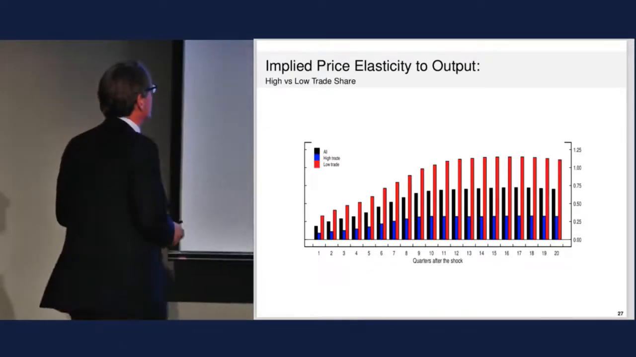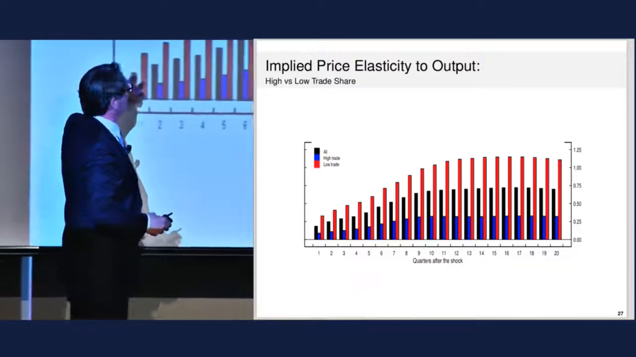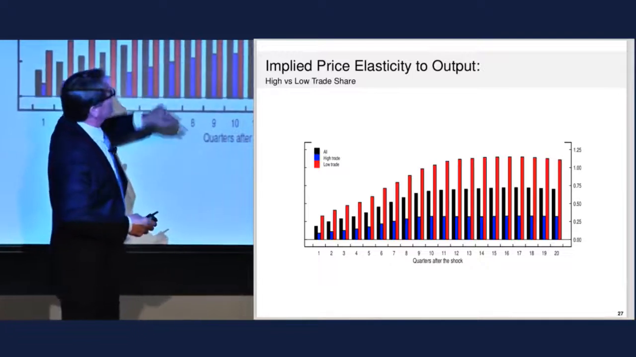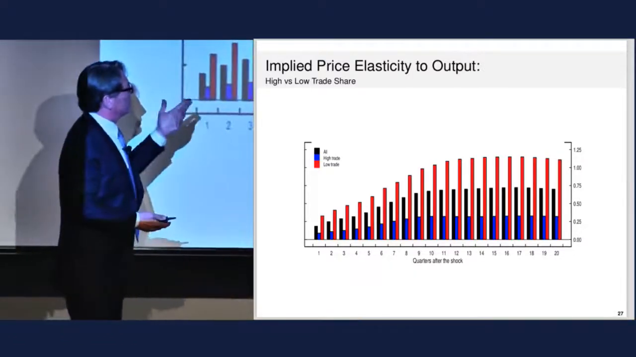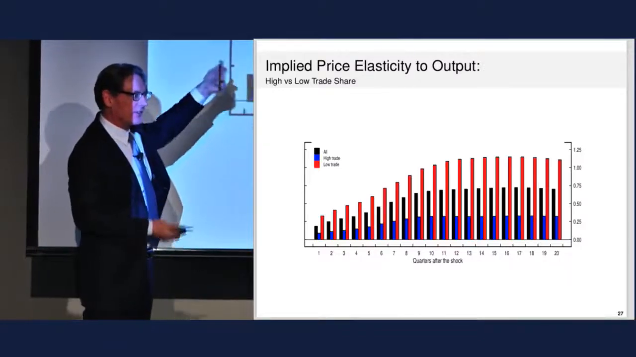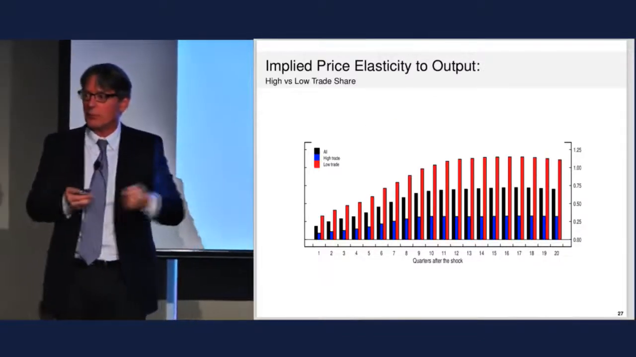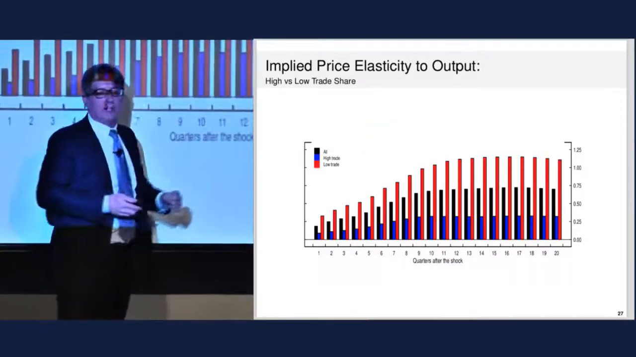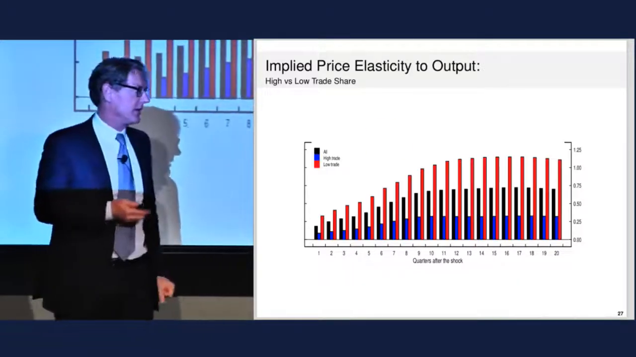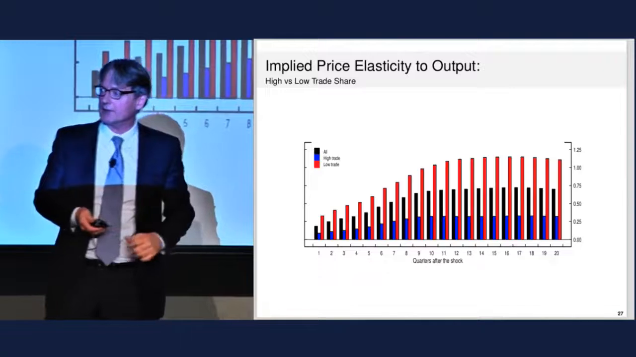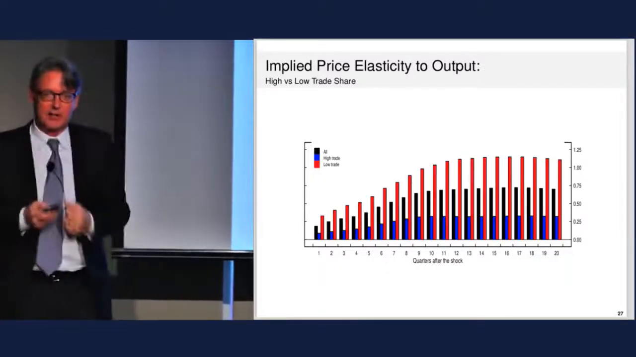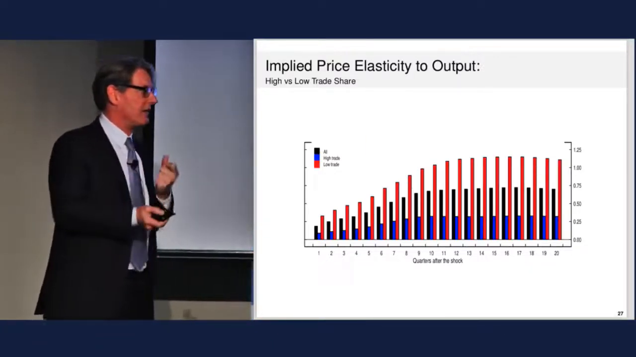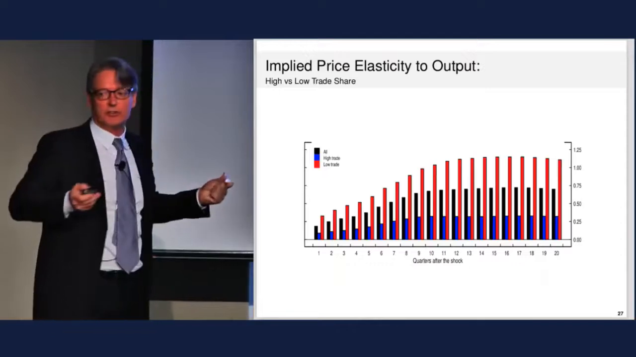Here you can see the price elasticity for the full sample is about 0.75 after 10 quarters. It's almost 1.2 for the low trade industries, so for every 1% movement in output, prices are moving by 1.2%. And for the high trade industries, it's more on the order of 0.3. So it's literally less than a third of the response. I think that really does make the case that there's something different going on in the tradable goods industries in terms of how their inflation responds over the cycle to demand shocks.